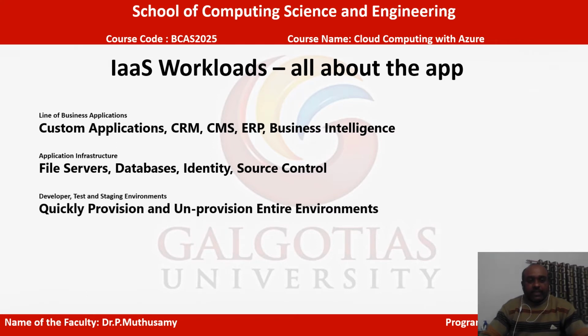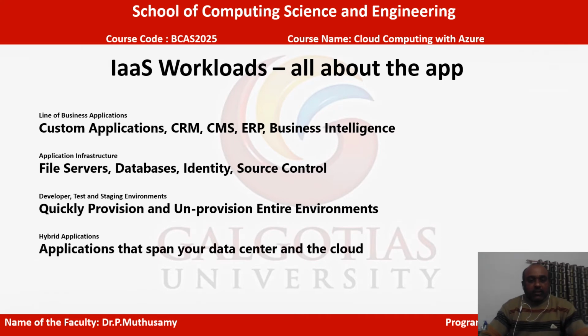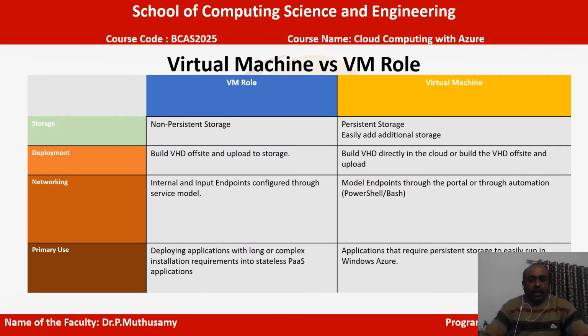The third one is developer test and staging environments, quickly provision and unprovision entire environments. The fourth one is hybrid applications, applications that span your data center and the cloud. And here, in the second slide, we are going to discuss virtual machine versus VM role.